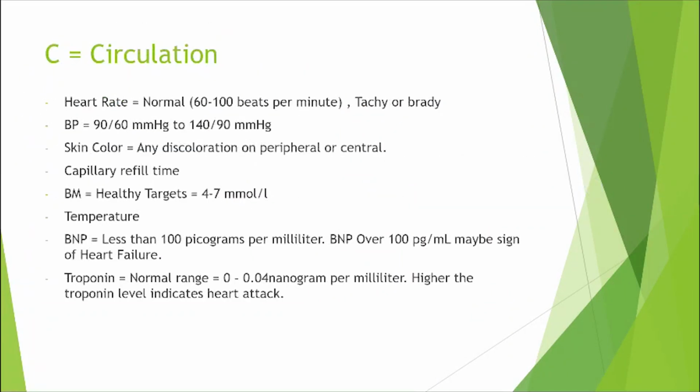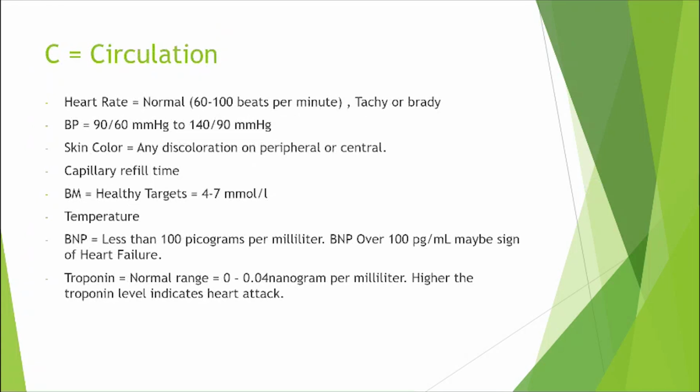Then the C stands for circulation. So first of all, it's important to know the heart rate. Usually normal is between 60 to 100 beats per minute for an adult, but if it's less then bradycardic, if it's more then tachycardic. So we need to know what's normal for the patient.